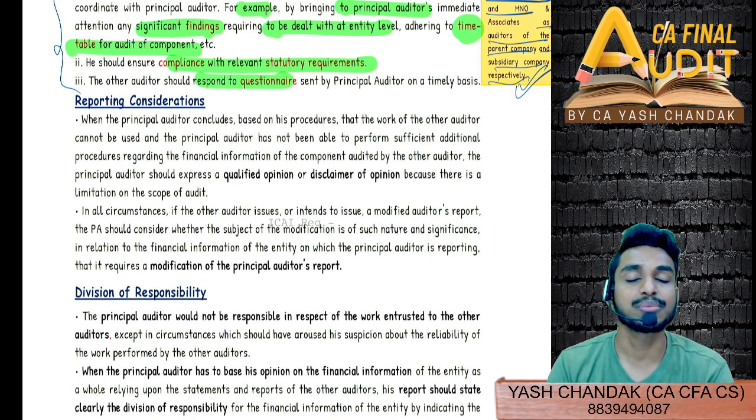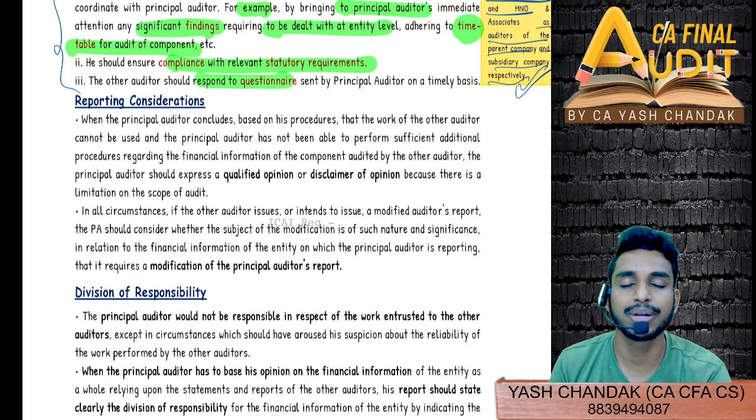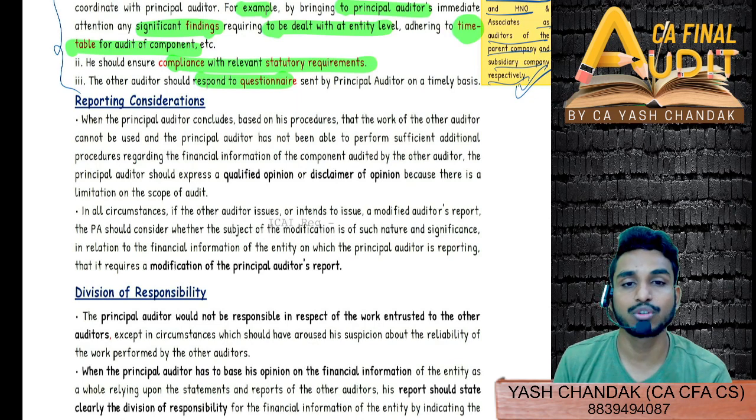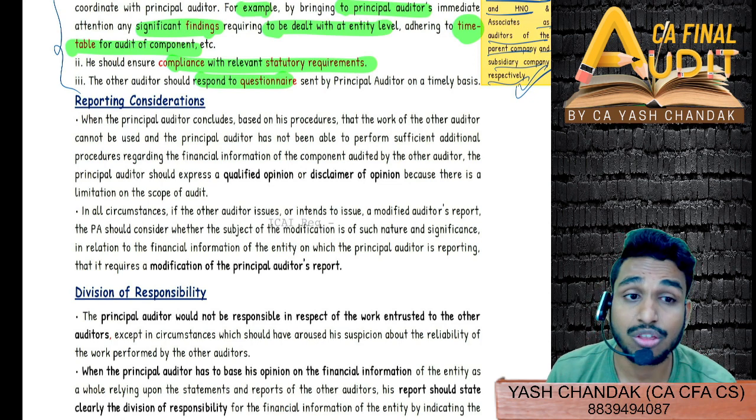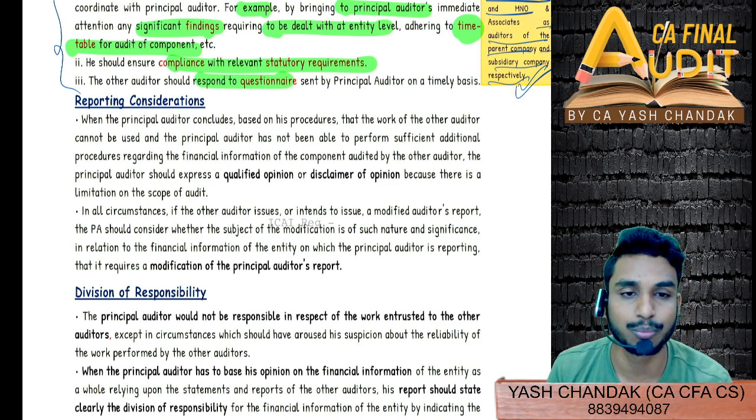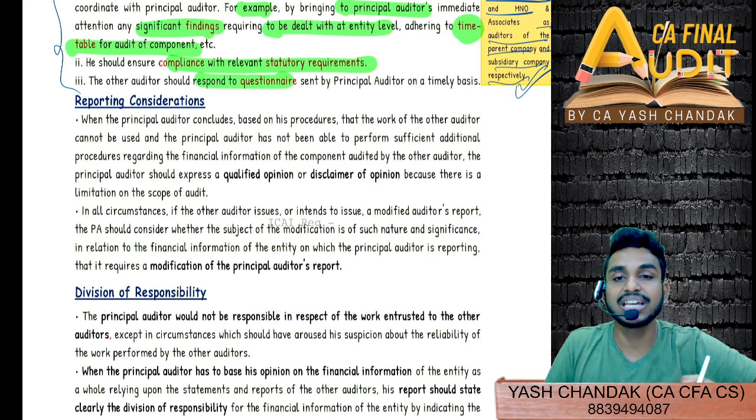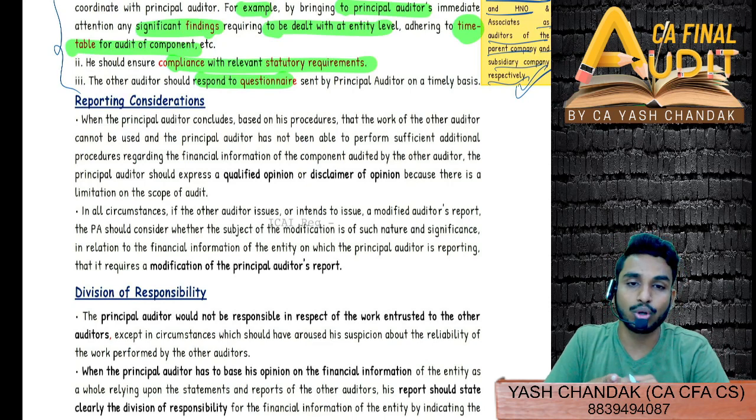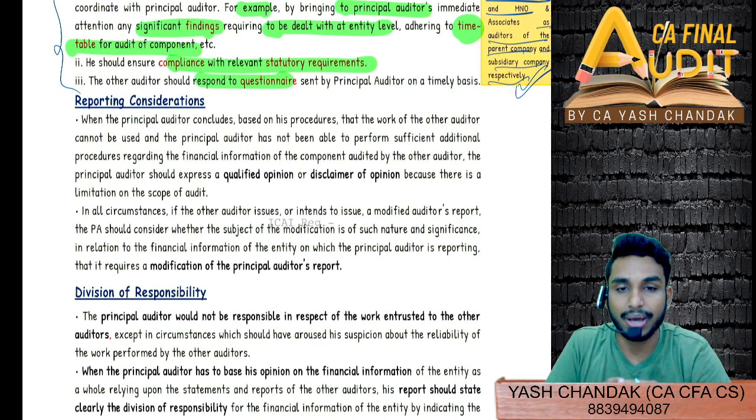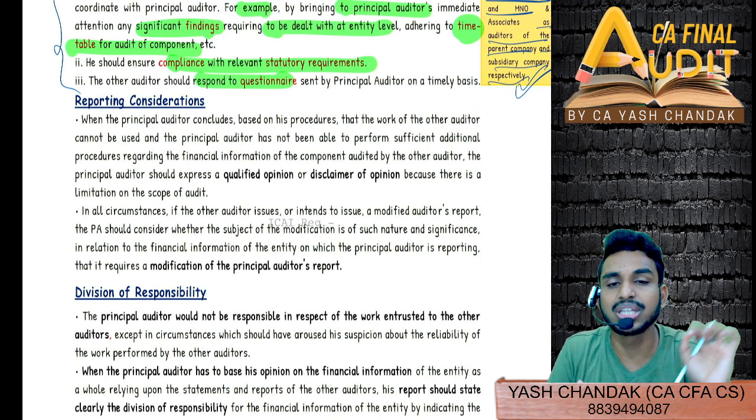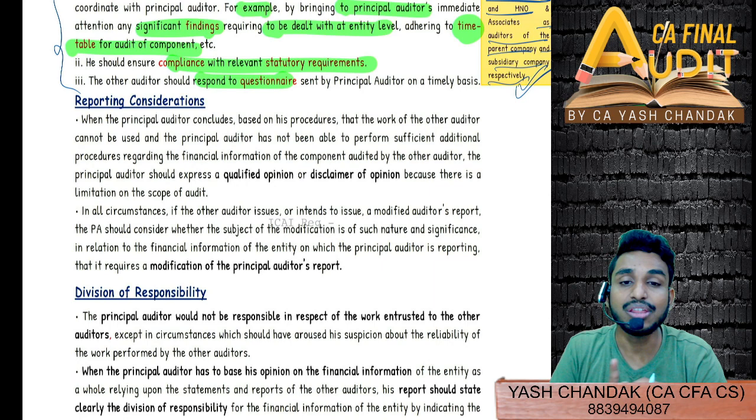Now, in other circumstances, you are able to rely upon the other auditor's work, and you think that the other auditor's work is adequate for me as a principal auditor. But the other auditor has given a modification in the component auditor's report. So he has modified the component auditor's report. Now we will think about the materiality of the component, what percentage it forms of ours, whether the modification is with regard to a significant matter or is it just a trivial matter.